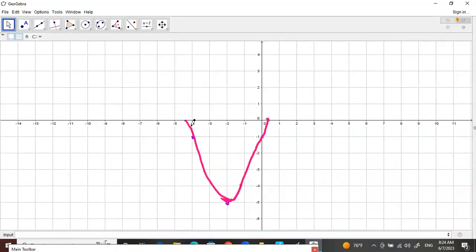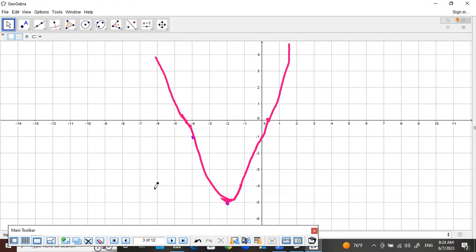Guys, if I want to continue drawing, you can take more points, minus 5, minus 6, and the figure should be symmetric with respect to this axis of symmetry. So this is for the first equation. Sorry, I don't know what's happening to my voice.